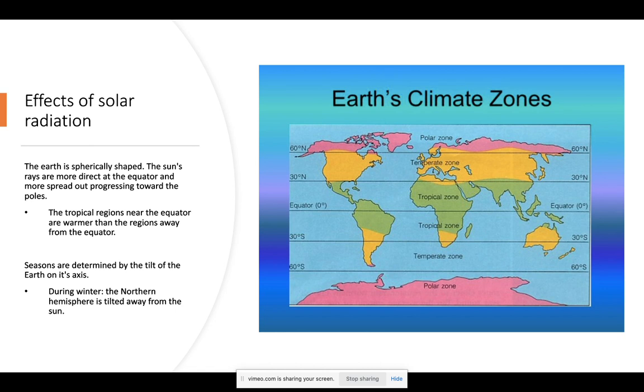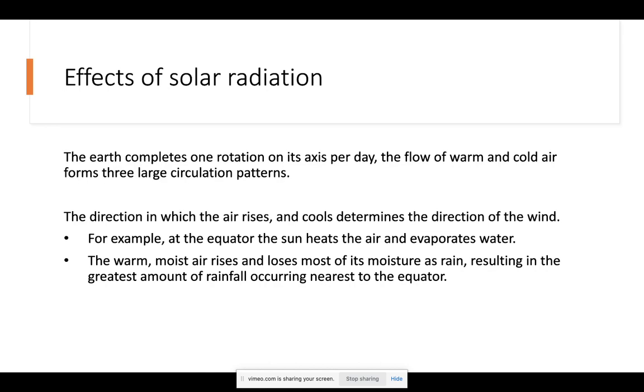Seasons are determined by the tilt of the Earth on its axis. That's important to know. It makes sense because as we're entering into the winter months, the northern hemisphere is going to be tilted away from the sun, and that's why we have seasons. It's just because of the Earth on its axis, right? Describing this a little bit further, the Earth completes one rotation on its axis per day.